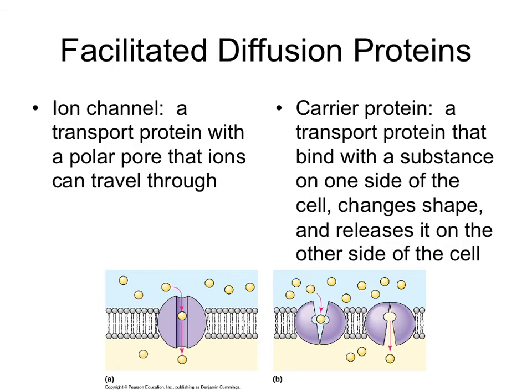There's a couple of different types of facilitated diffusion proteins. One of those is an ion channel, and it's a transport protein with a polar pore, so that's an opening that goes through the protein, and they can just travel through at their leisure. There's no energy required. Another type of facilitated diffusion protein is a carrier protein, and that protein changes shape when it moves things through. So it can open to one side of the cell membrane, and then you can see here a molecule then will move into the binding space. Then the protein changes shape and releases it on the other side.